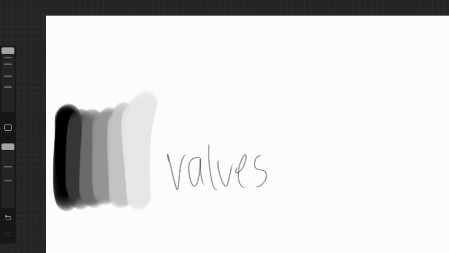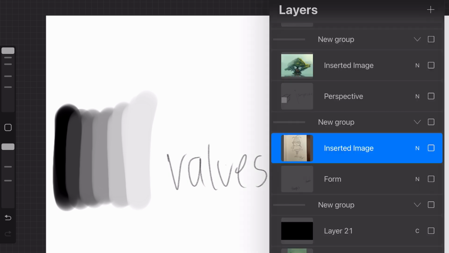So values is basically lights and darks. When we're talking about art, lights and darks are extremely important, knowing where your light source is coming from, what your shadows are, and I feel like grayscale painting or drawing grayscale or having a good understanding of values is a good way to get there.